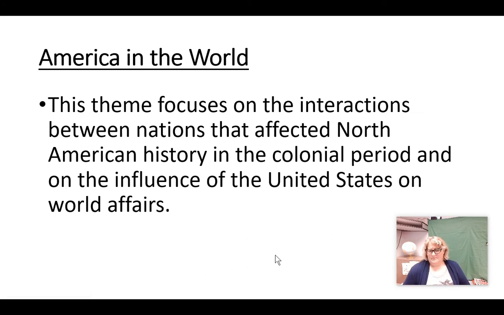And this theme focuses on the interactions between nations that affected North American history in the colonial period, and then later on the influence of the United States on world affairs. So this is colonial period. That means we're not talking about the United States yet, but we are looking at the interactions between nations and how that affects North American history. So this European competition, this European quest for gold, for example, how does that affect North American history? So that's America in the world.